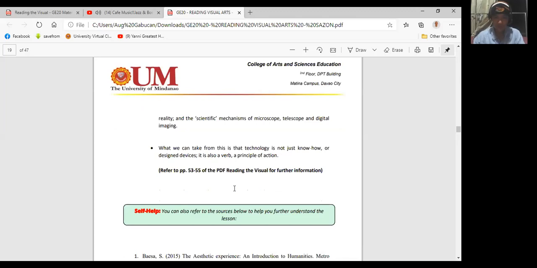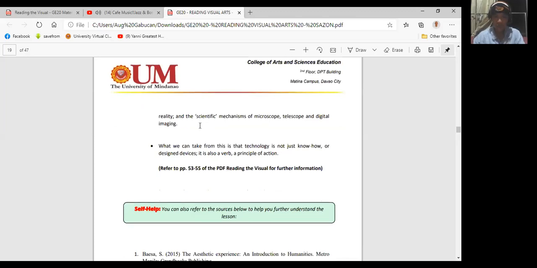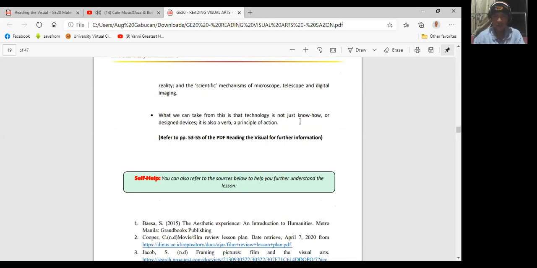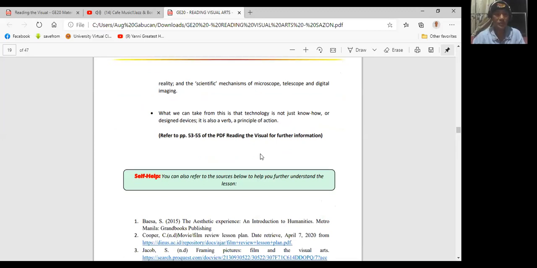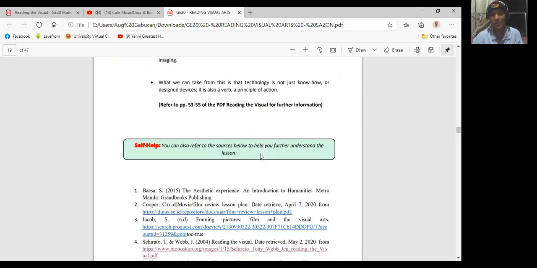So moving on. What we can take from this is that technology is not just know-how or a group of design devices. It's also a verb, a principle of action. It's constantly moving, it's constantly evolving into something better. Okay, so I hope this sheds light on you on how you would look at a particular work of art. So apply the elements, parts, and the principles behind it in your interpretation of those works of art.